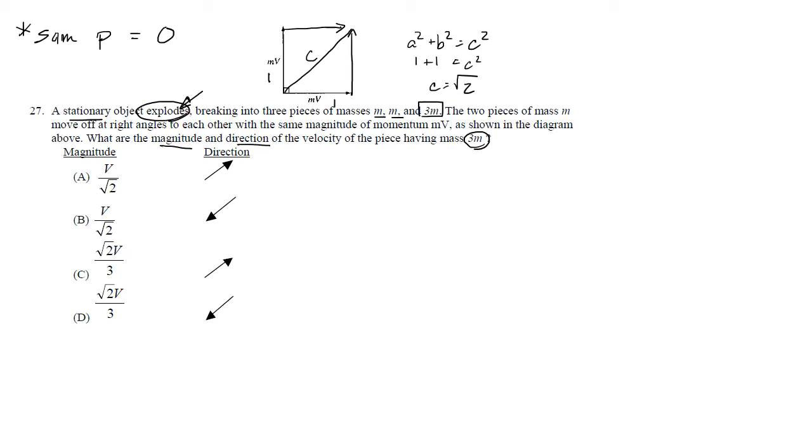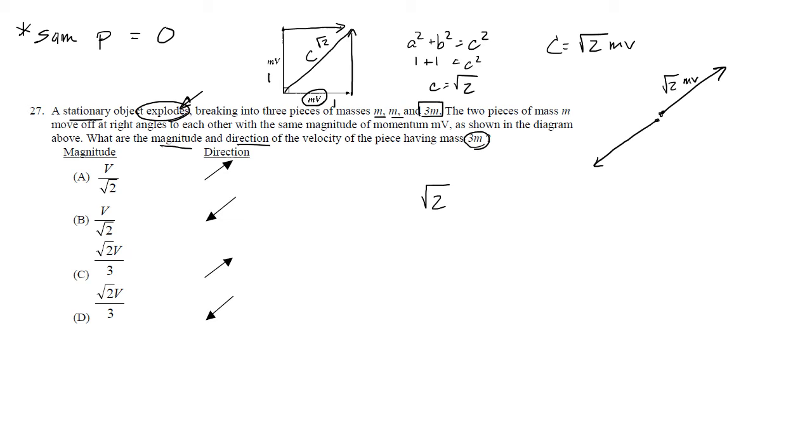So now I know that this is basically the square root of 2 times this. So c, or our resultant, is going to be the square root of 2 mv. Simple enough. So we know that we have one piece going square root of 2 mv. So the other one must go in the opposite direction with the exact same magnitude.